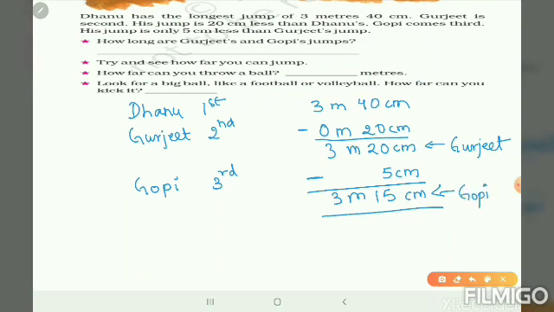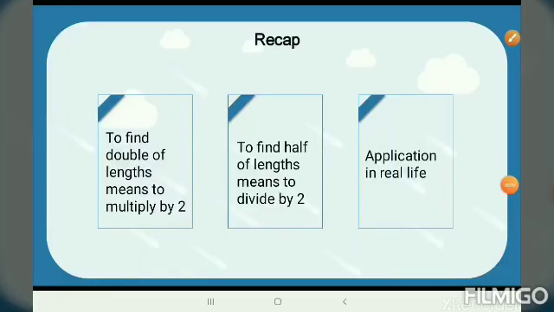Let's see next. Try and see how far you can jump. This you can do whenever you are playing on the ground and you have an elder with you and you have a tape to measure. You can jump and see how far you can jump, how far you can throw a ball, how many meters you can throw a ball, look for a big ball like a football or volleyball, how far you can kick it. All this you can measure whenever you are playing.